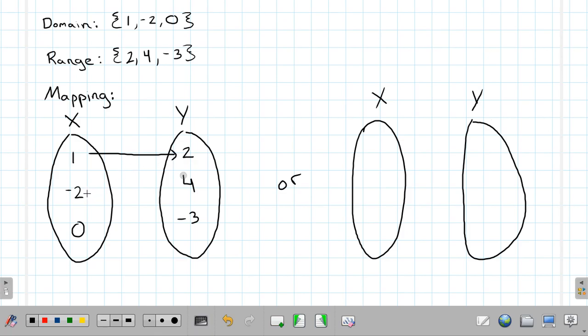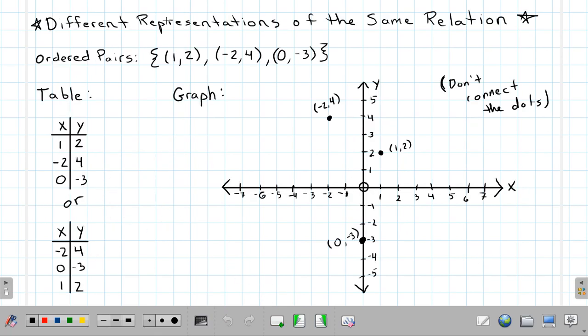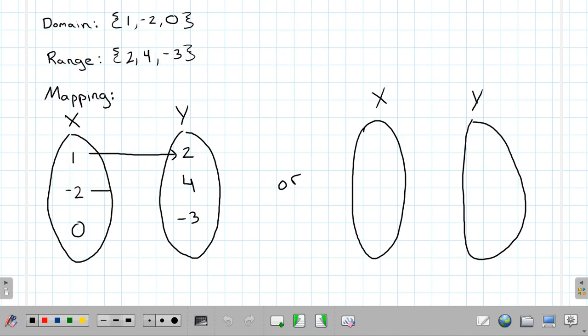This is going to be a pretty boring mapping, but here we go: from 1 to 2. Well, what does -2 go to? Well, -2 goes to 4. Okay, you're mapping -2 to 4. And then what does 0 go to? Well, then 0 goes to -3.